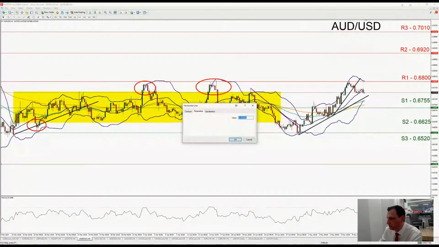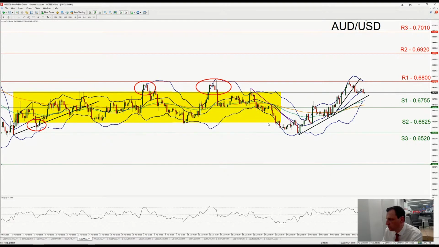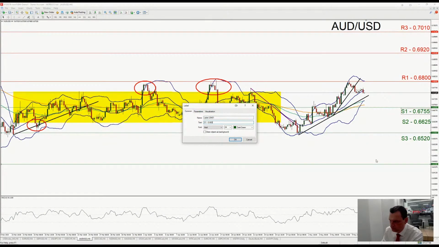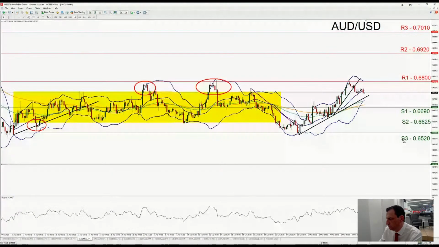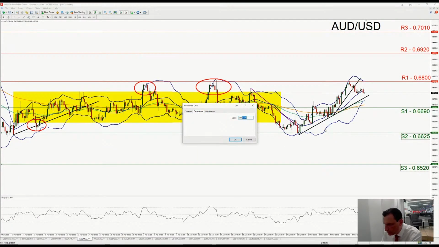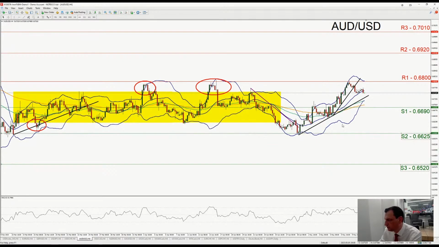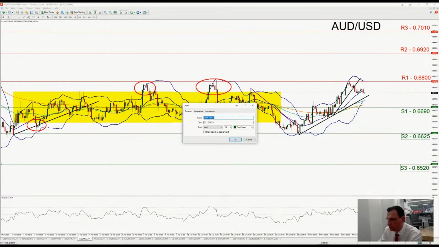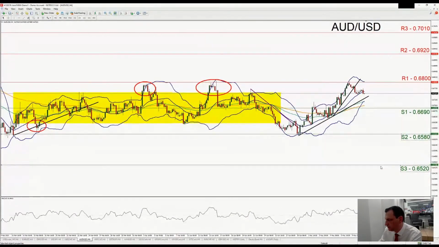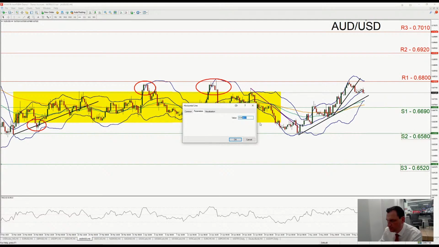Let's go to the S1, 0.6690. The S2, 0.6580. And the S3 at 0.6450.